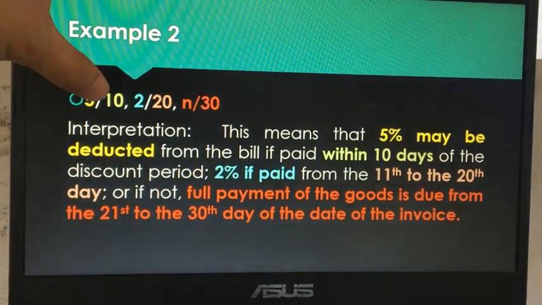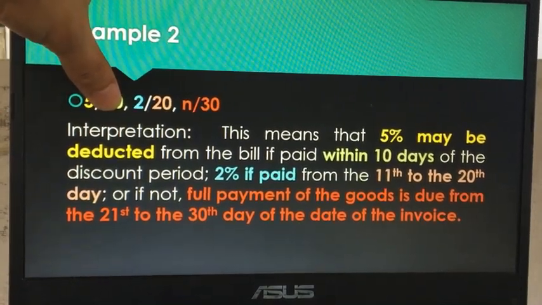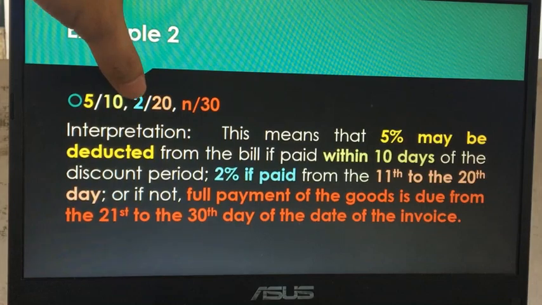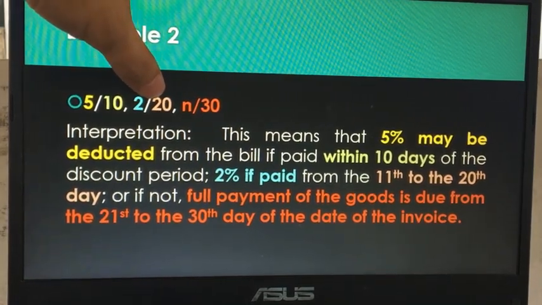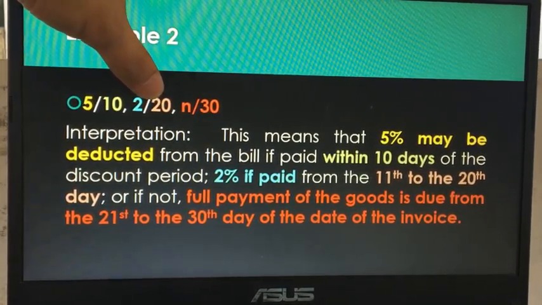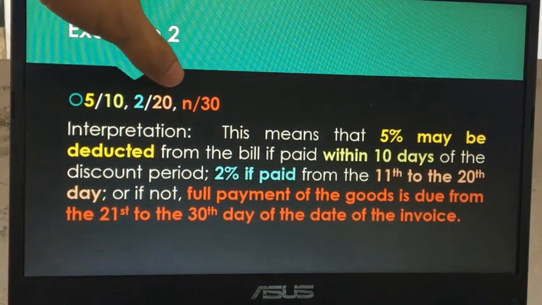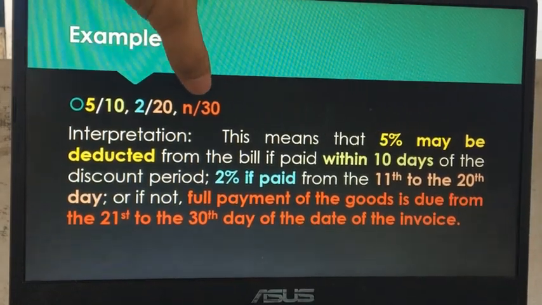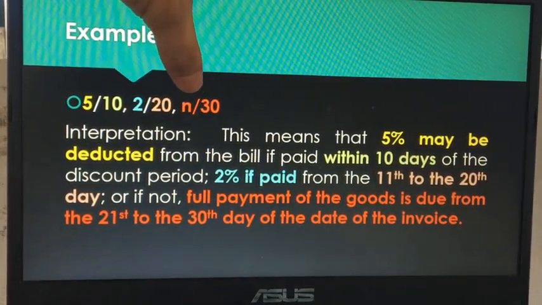So the first 10 days, if not granted, meaning this is now 2% for the first 20 days, or from the 11th to the 20th day from the invoice date. That is 2%. If you fail to pay in the first 20 days, you are going to proceed to n over 30.